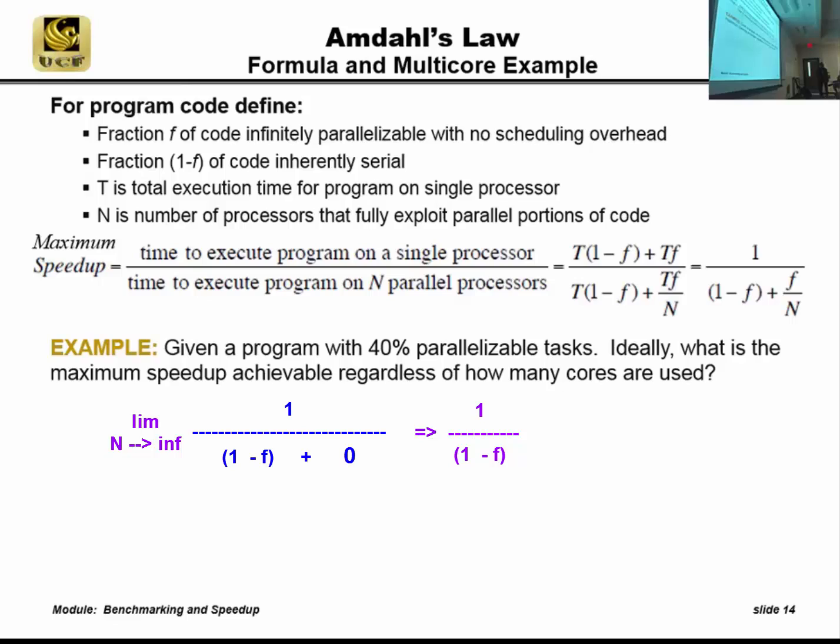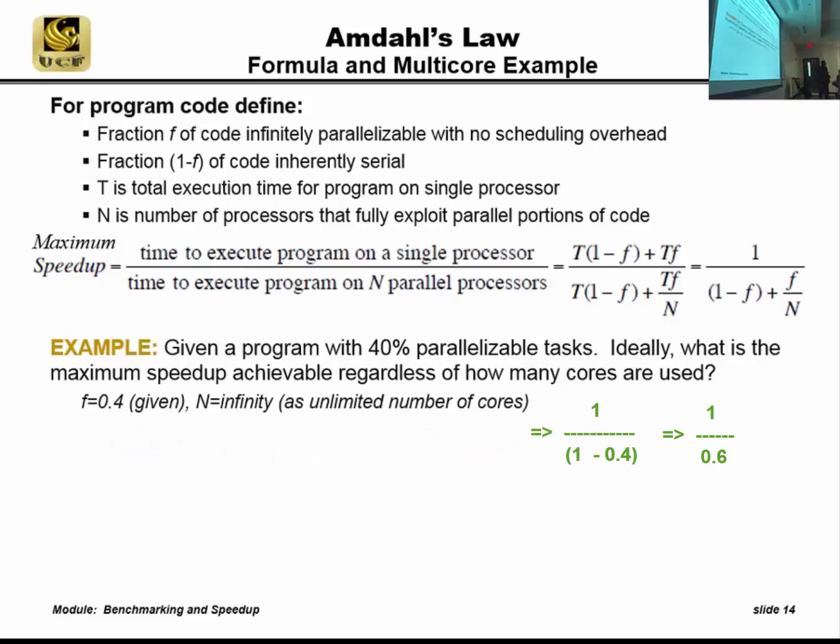So, 40% of your application can be sped up using multiple cores. No matter how many cores I give you, 4 cores, 8 cores, 16 cores, 1,000,000 cores, what's the maximum speed up that you can get for that application? What's that number? 0.6. It's not a big number. 1 2/3.